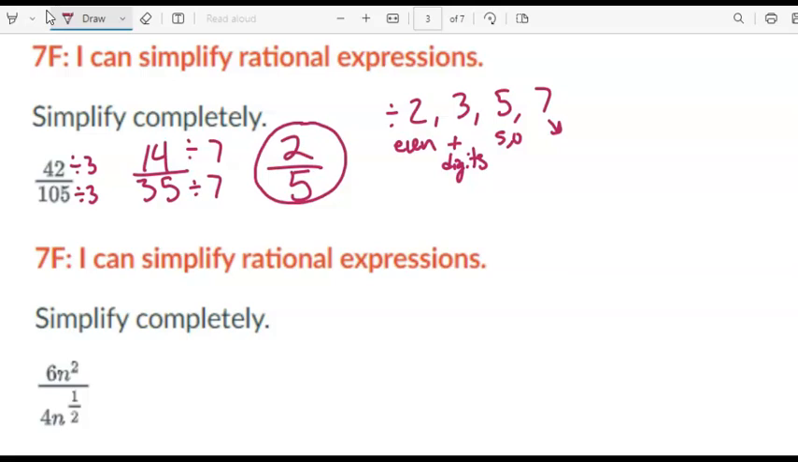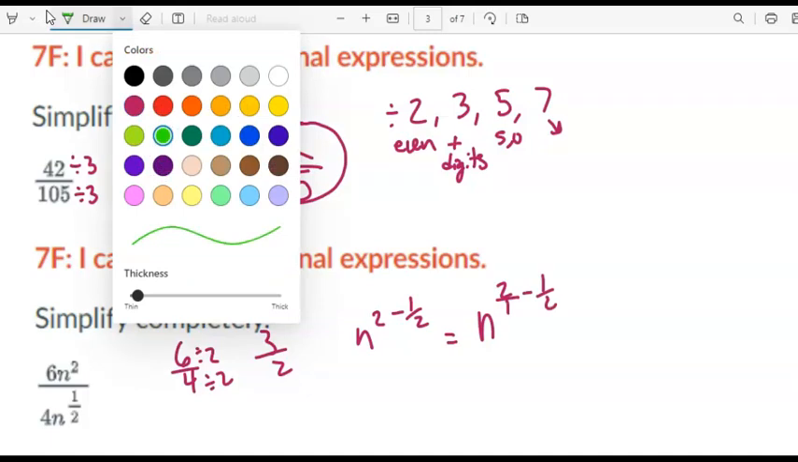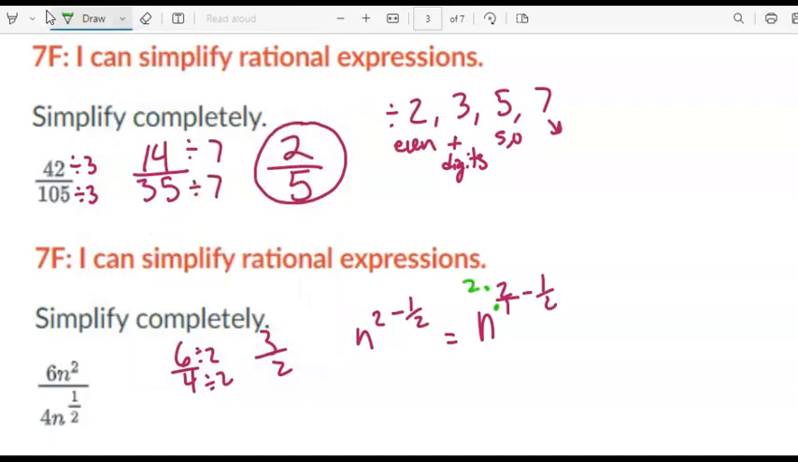7F, I could simplify rational expressions. Simplify completely. 6n squared over 4n to the 1/2. 6 over 4, you could divide each of those by 2. We have 3 over 2. N squared over n to the 1/2 is the same thing as n to 2 minus 1/2. It's going to be 2 over 1 minus 1/2. So let's multiply the first fraction by 2 and the second fraction by 1, so you'll have the same denominator.